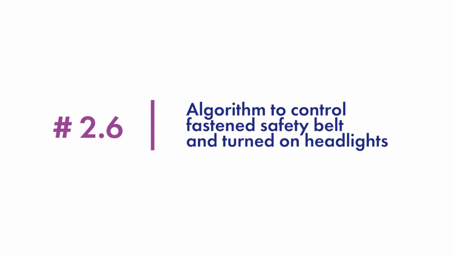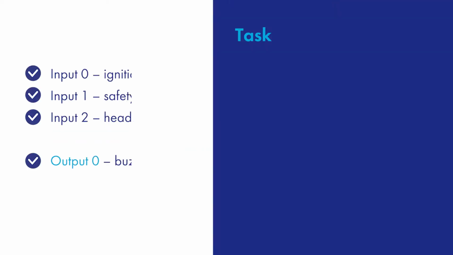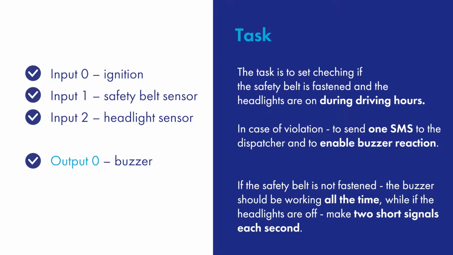Today we will create an algorithm to remind the driver about the necessity to fasten his safety belt and turn on the headlights. On the screen you can see conditions of the current task. You can try to make this algorithm yourself. Just pause this video and then check your algorithm with what we eventually made.